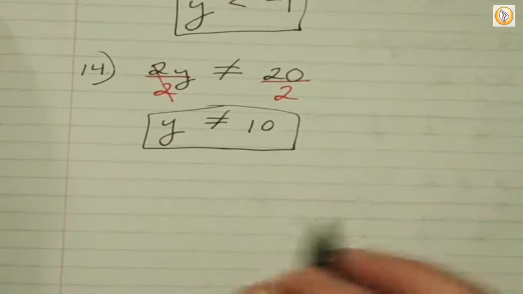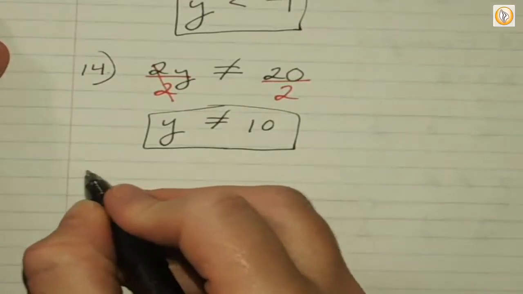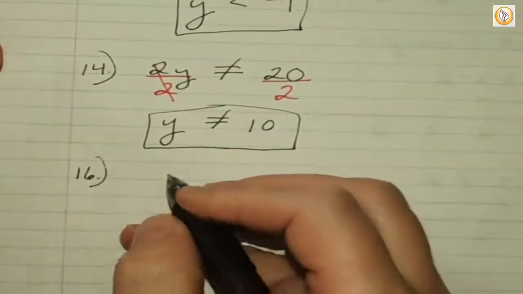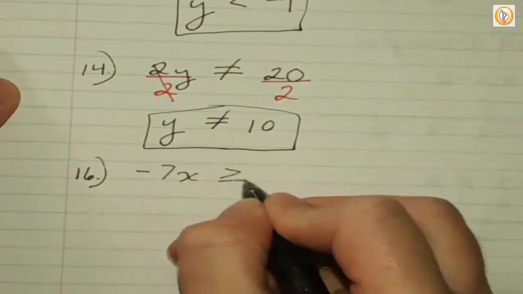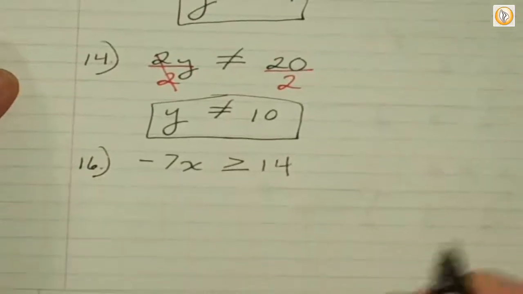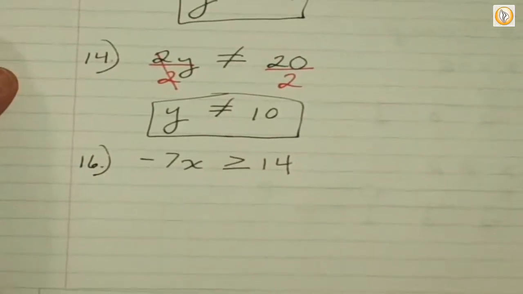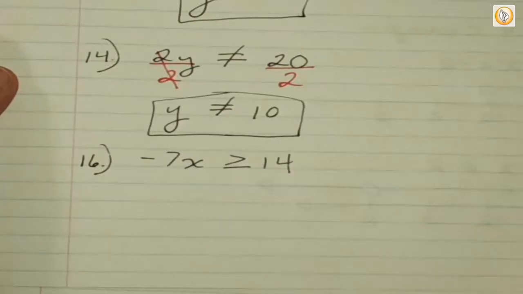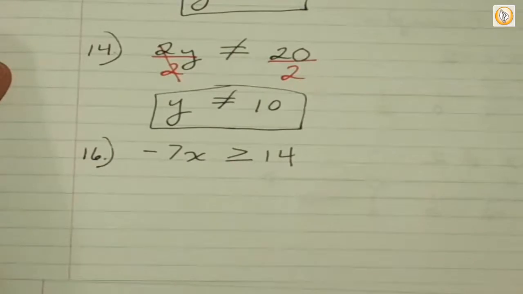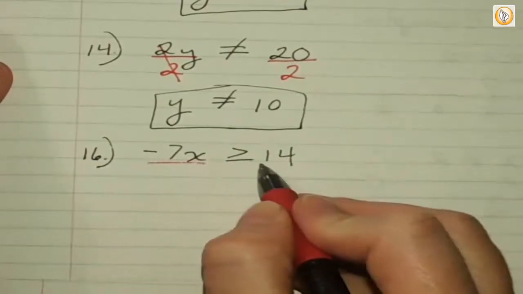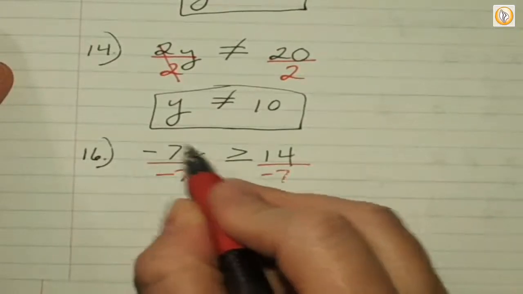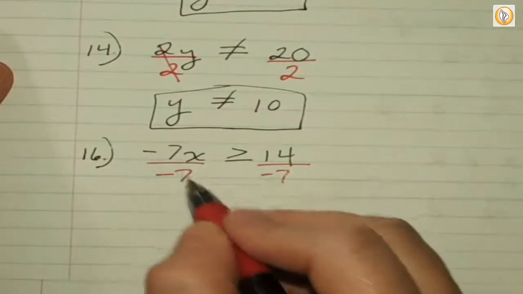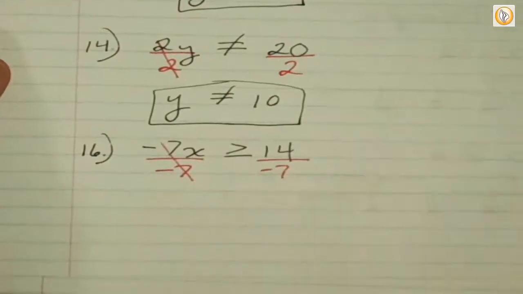All right. Joseph, 16. Negative 7x is greater than or equal to 14. All right, Joseph, what do I do? Divide by negative 7. Okay, so divide by negative 7 because negative 7 and x are being multiplied, so the opposite is dividing.